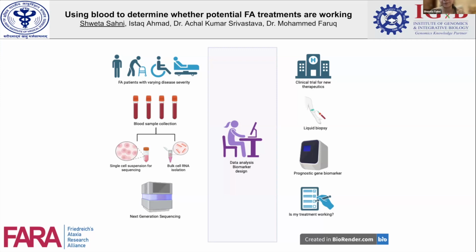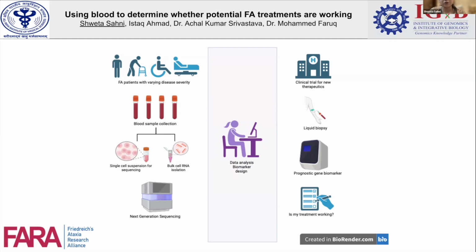But there is some earlier research which shows that FA triggers some sort of inflammatory reaction in the blood. So the driving rationale behind my research is that by studying these changes in the blood cells, we can find certain biomarkers which can help us to track and also treat FA. My research goal is to find a way in which blood can be used as a liquid biopsy tool to assess the efficacy of new and incoming treatments in FA patients.